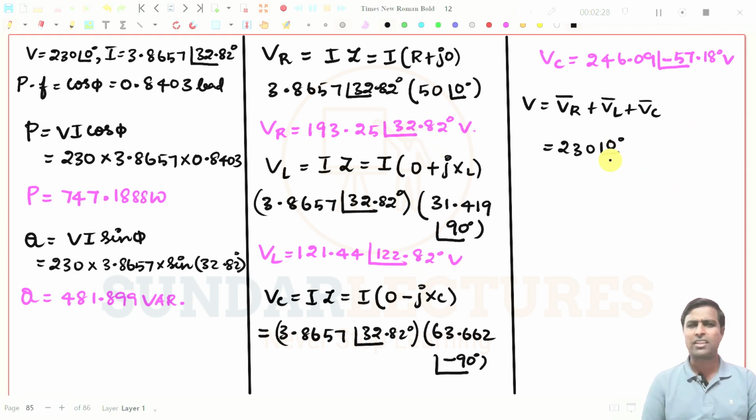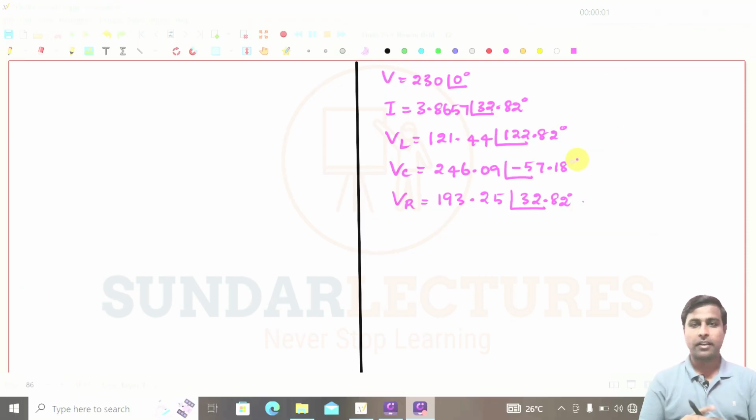But if you add these three, you should get V equal to 230 at an angle of 0 degree. So now we try to draw the phasor diagram, so that it will give you much more insight into the problem. For that, we will take a new page. Right, so we have written all the values of voltages and current.